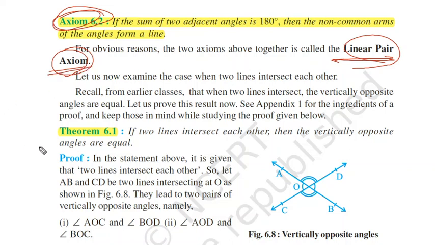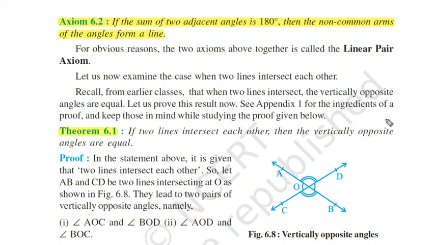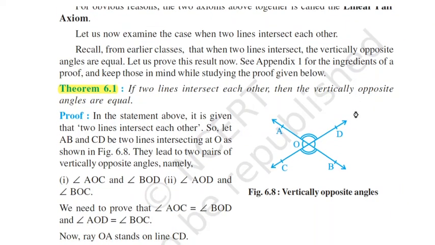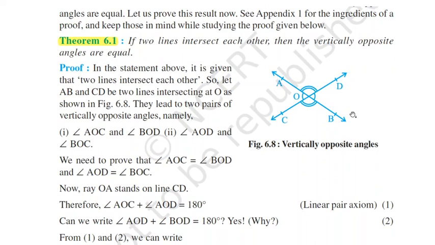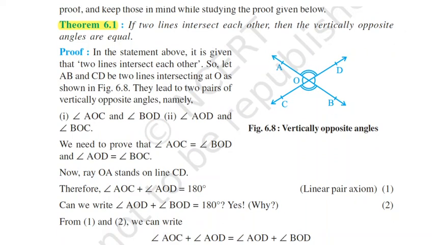Now we are going to discuss theorem 6.1. We'll discuss this theorem and we'll close our class. Let's read the theorem. It's an important theorem. A direct question like "prove that if two lines intersect each other, then the vertically opposite angles are equal" of 4 marks or 5 marks can arise in a test. So let's see what theorem 6.1 is saying. If two lines intersect each other, then the vertically opposite angles are equal.